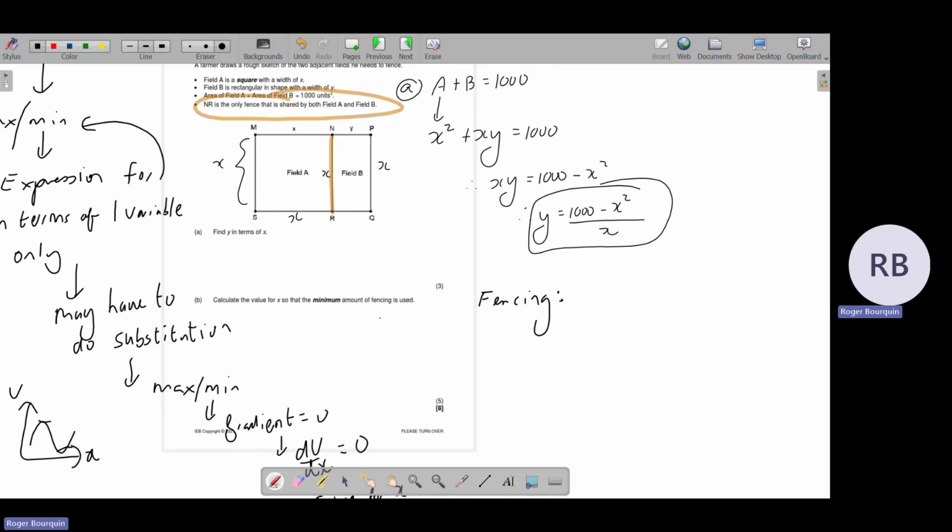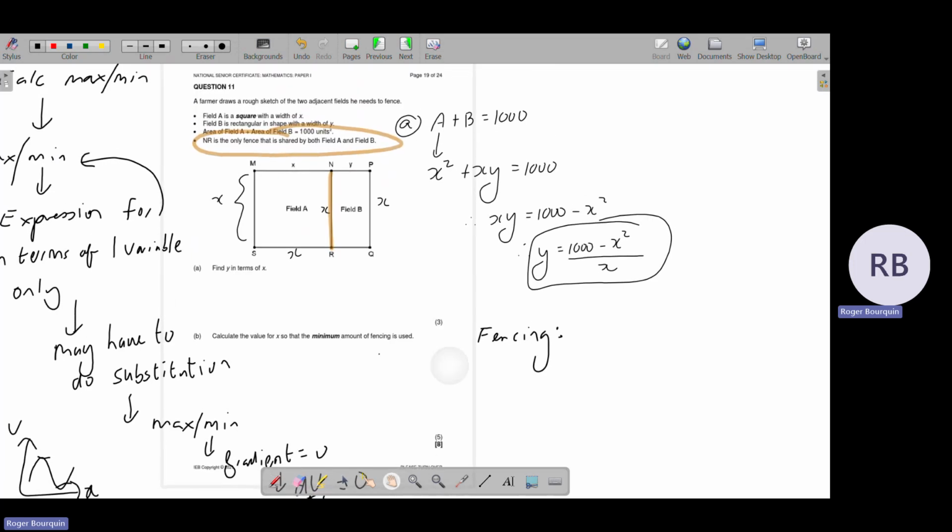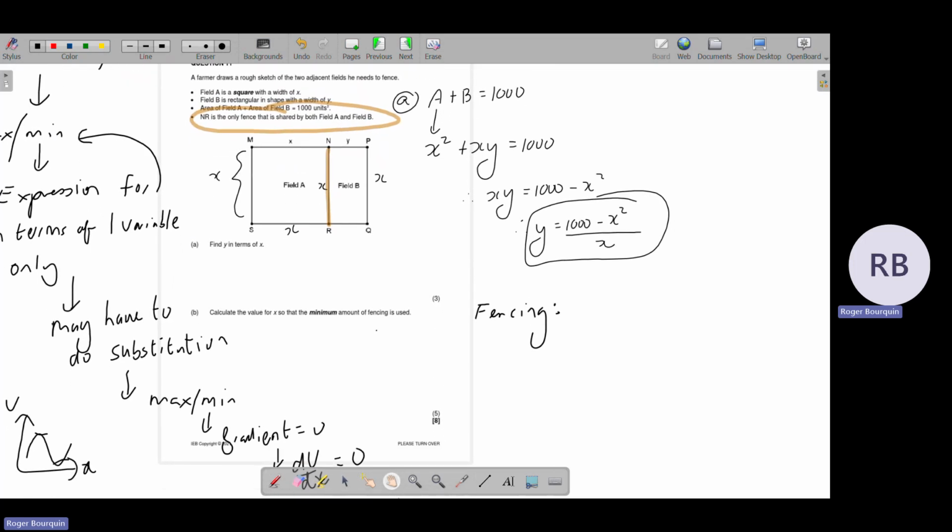Okay. Farmer draws a sketch of two adjacent fields he needs to fence. Okay, so this is all the fencing, right? Okay, in red. That's all the fencing he needs. Do you agree? He wants to fence that, and he wants to put a fence there. They're just saying that that's a common fence. Capish? Okay, so now I need to do what, guys? I need to get a formula for fencing, right? How much fencing he needs. So, what's the fencing going to be?